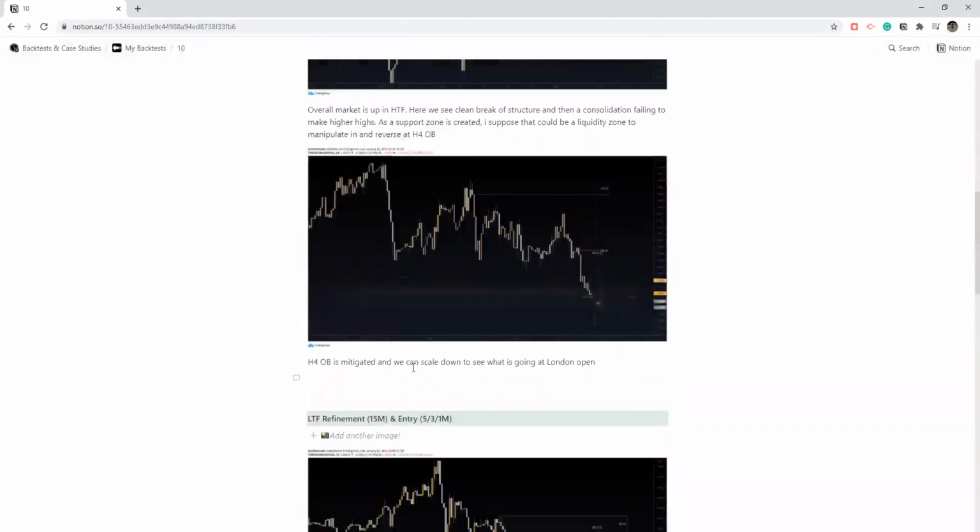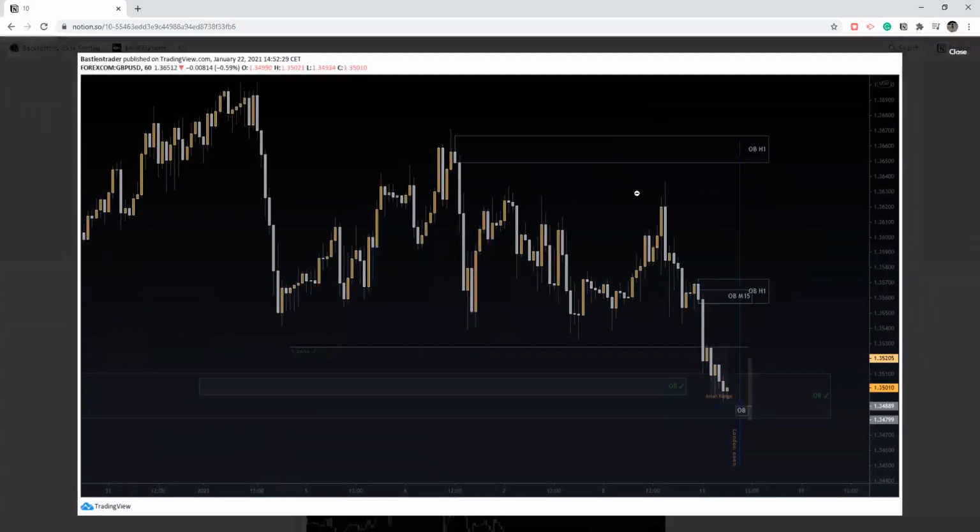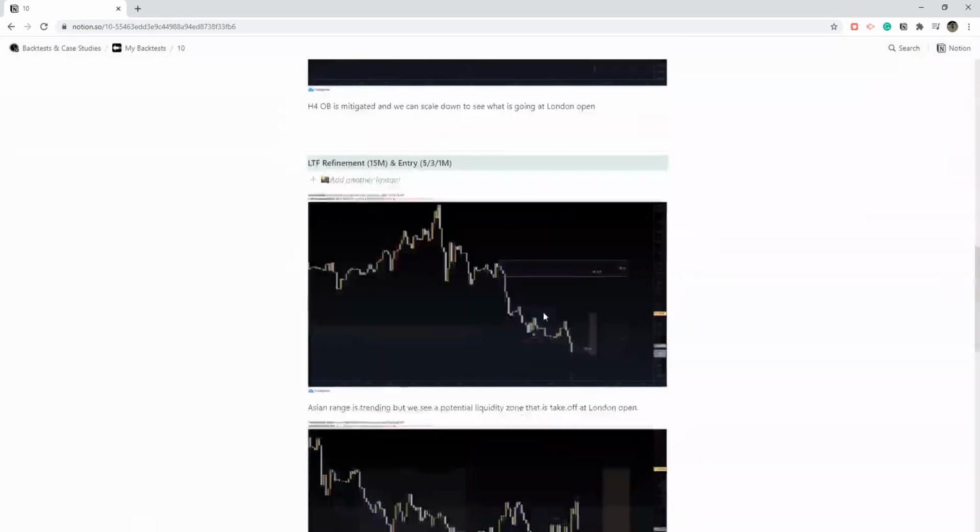Let's see how you framed it. 4H OB is mitigated, and then we can scale down to see what's going on. Yeah, look at that. All of that liquidity tapped, but then again, this is a type 2 setup. So the market taps, reacts, taps again, reacts, taps, and you have to wait. You have to be really patient on this one.